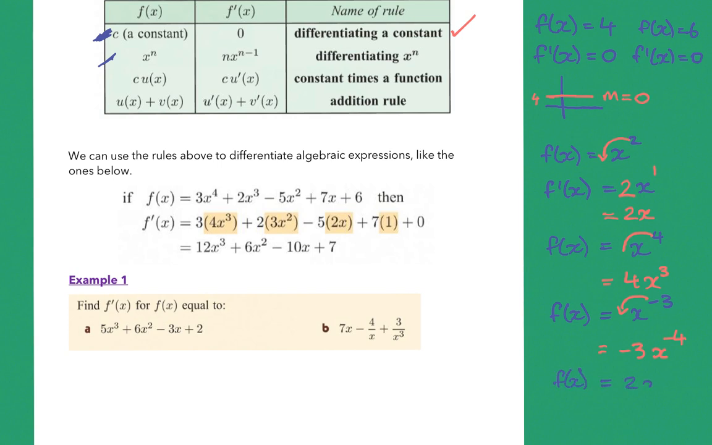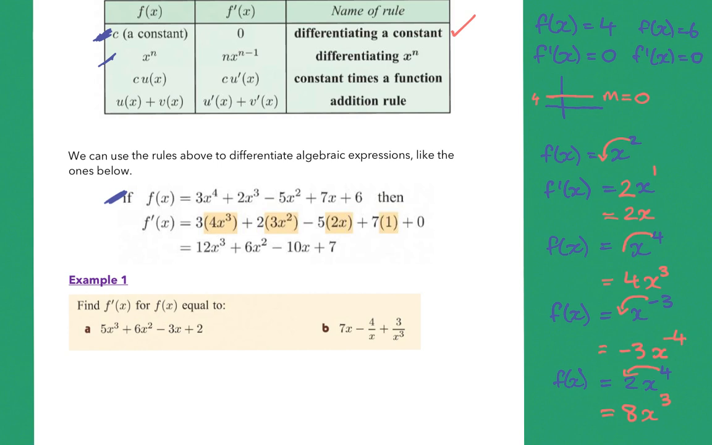f of x equals 2x to the power of 4. f dash x, we bring the power down. 4 times 2 is 8, x cubed. Okay, so let's go back and have a look at this question here.